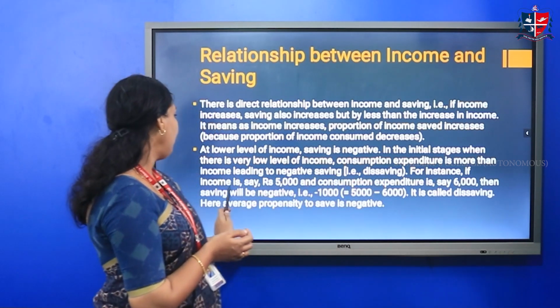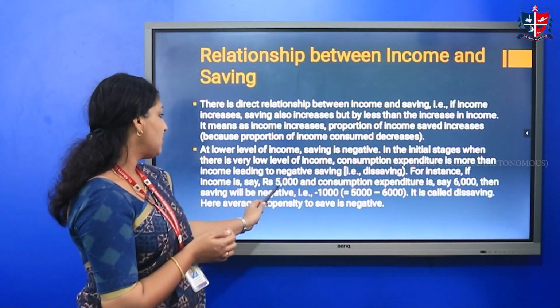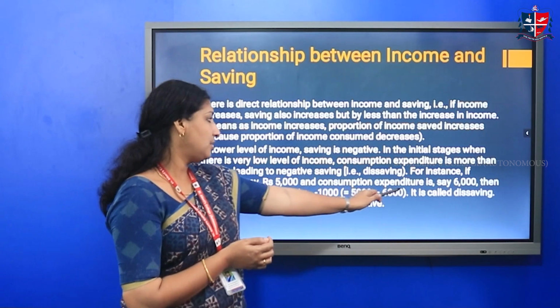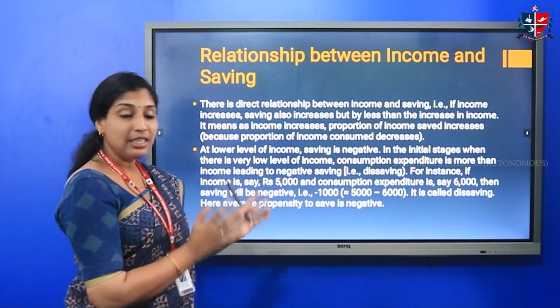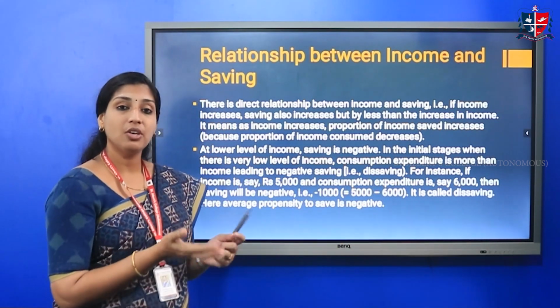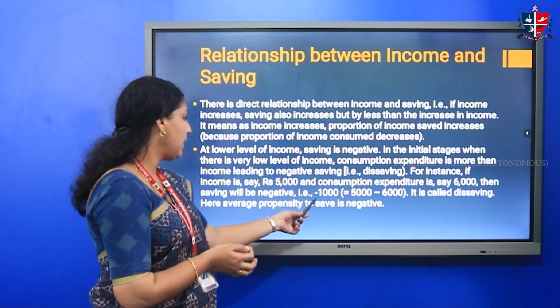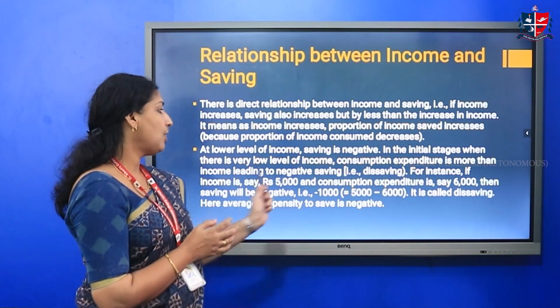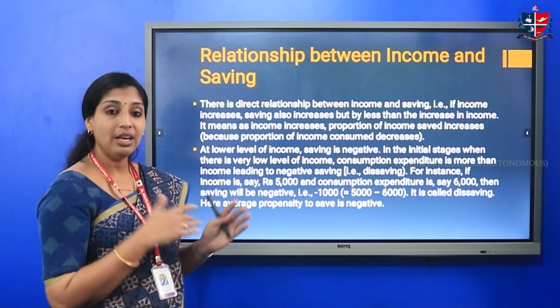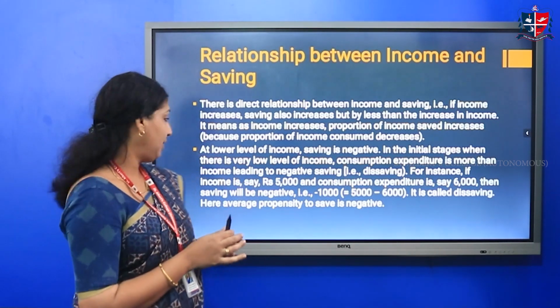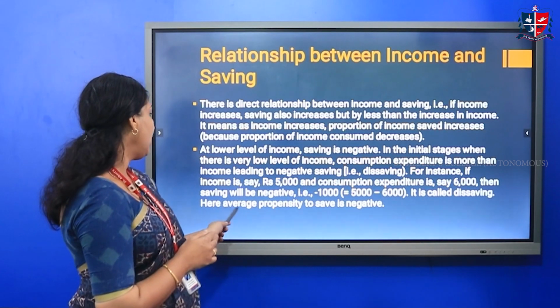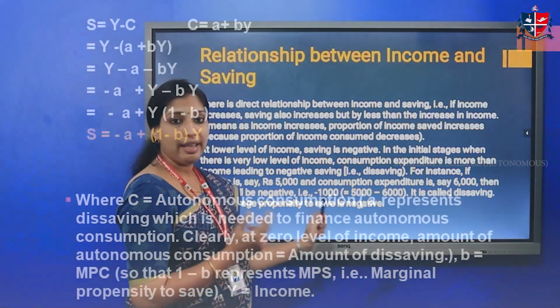For instance, if income is, say, rupees 5,000 and consumption is, say, rupees 6,000, that is, income is only 5,000 but consumption is already 6,000. It means that savings will be negative, that is minus 1,000. Minus 1,000 shows negative savings. So here the average propensity to save is negative.